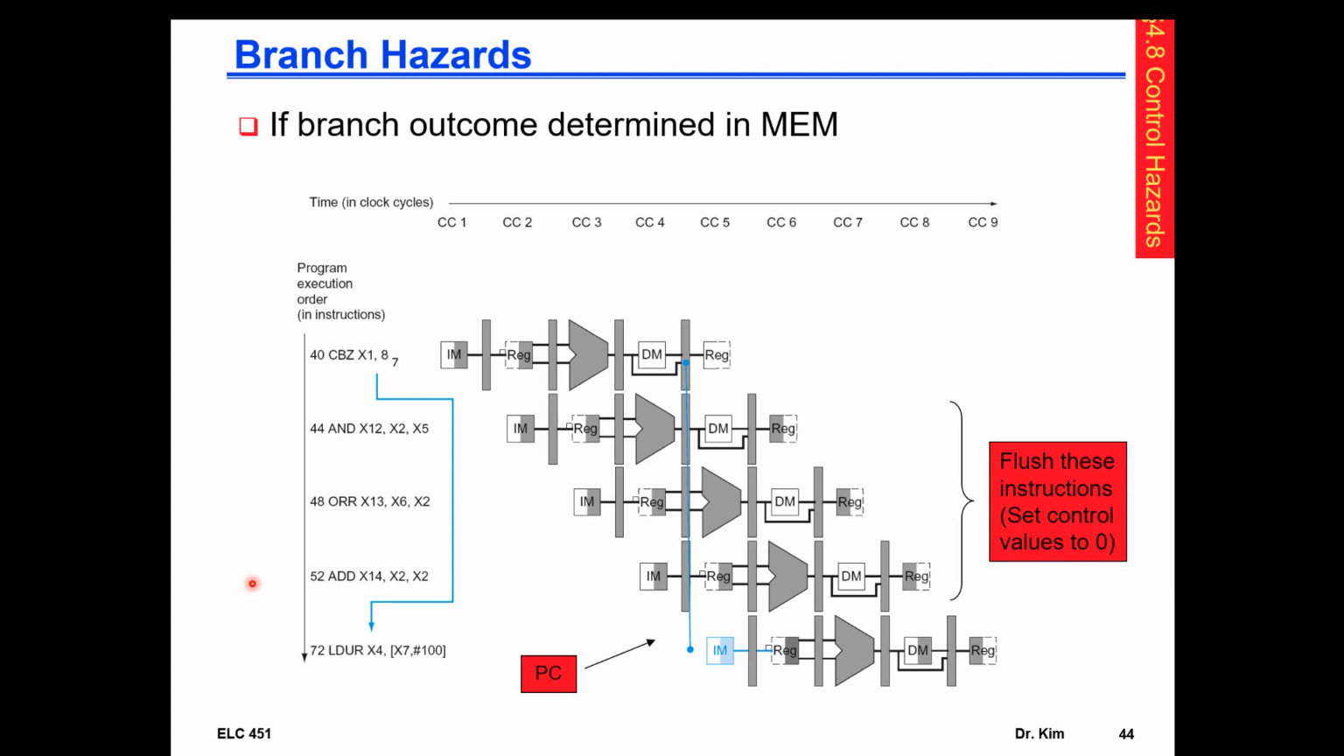which is just making sure that after we know that the branch is taken, we intercept the control lines and set the control to 0.